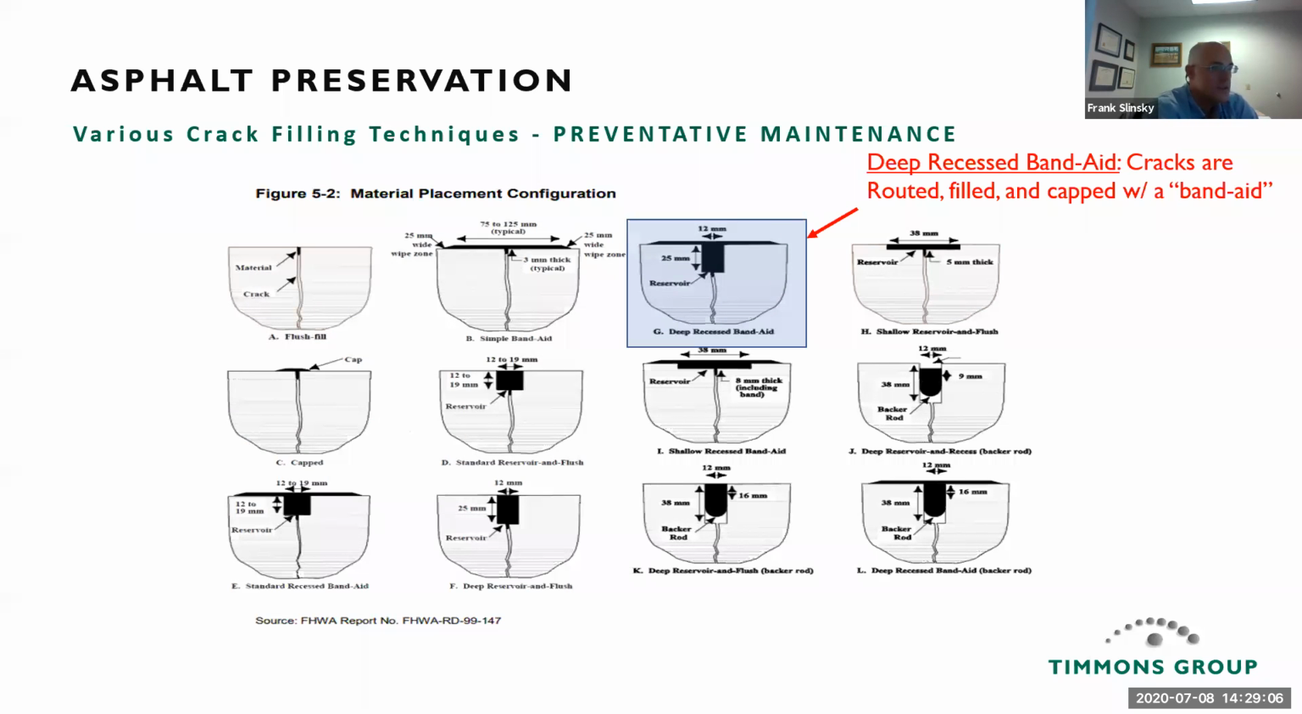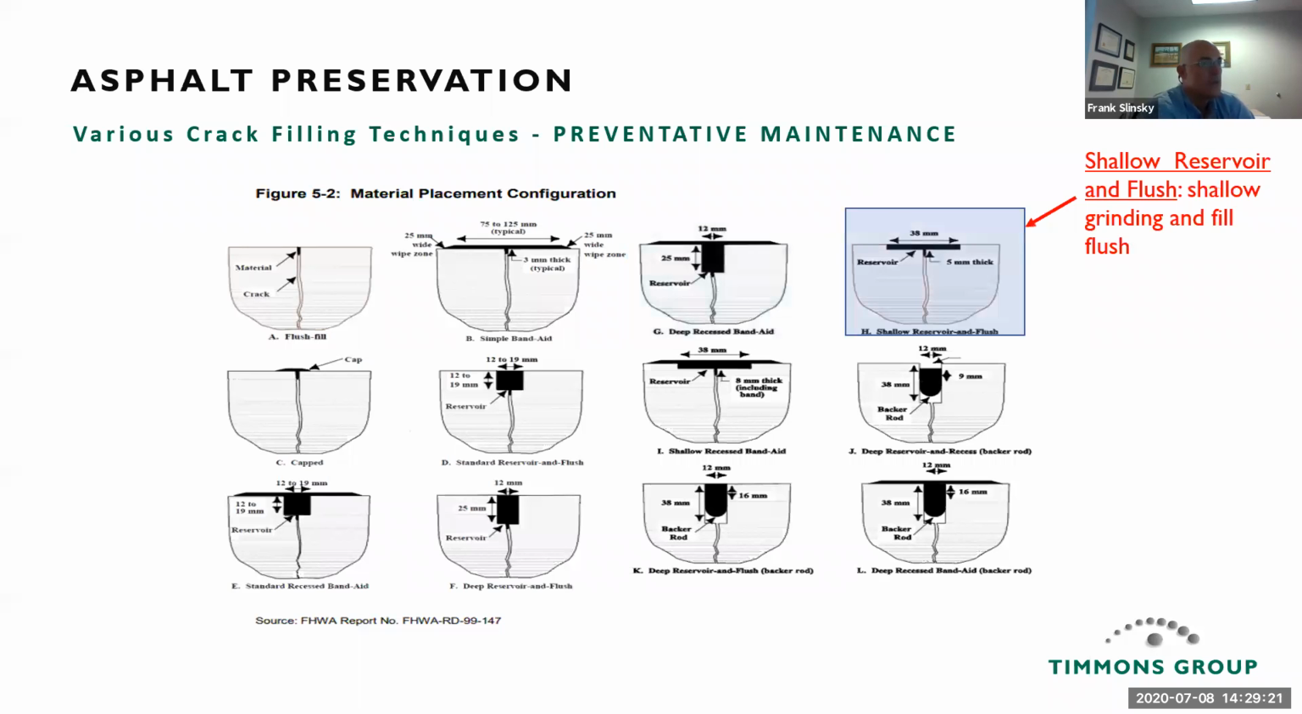This one is called a deep recessed Band-Aid. Cracks are routed, filled, and capped with a Band-Aid, which is just overfilling to an extent on top of the pavement. And this type here is a shallow reservoir and flush method, where you do a shallow grinding and fill that ground area flush with the asphalt surface. There's others in here. We're using backer rods, but that's typically not used as much.